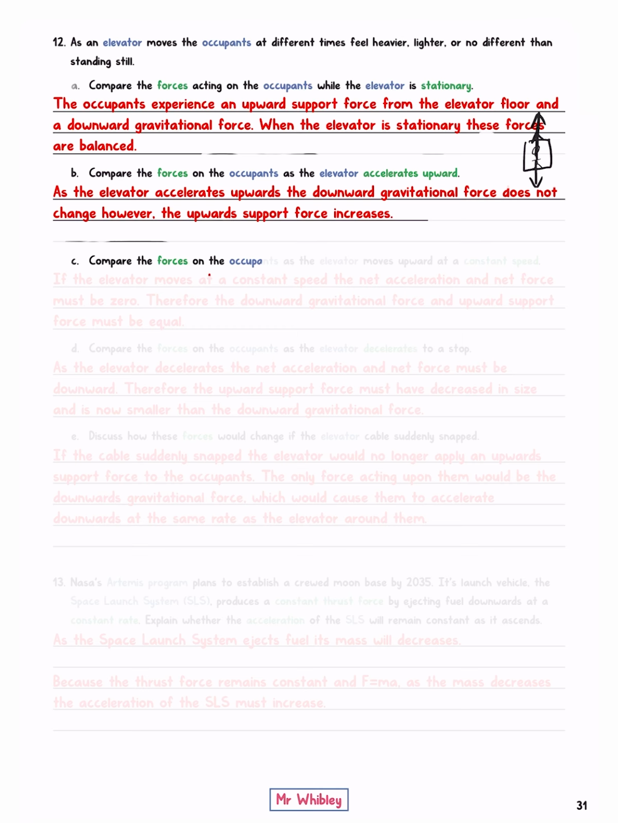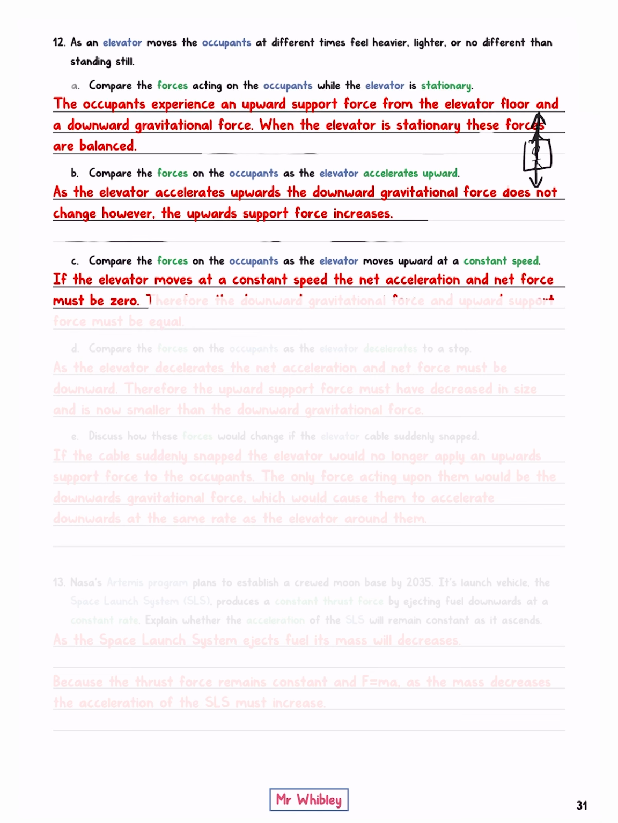Compare the forces on the occupants as the elevator moves upward at a constant speed. If the elevator moves at a constant speed, the net acceleration and net force must be 0. Therefore, the downward gravitational force and upward support force must be equal. And so, as with the case where our elevator was stationary, our forces must be balanced.